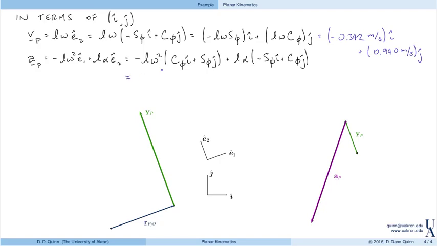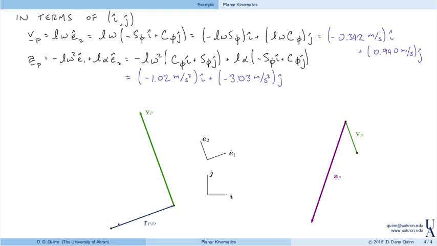And finally, using a calculator, we get the acceleration is minus 1.02 meters per second squared in the I direction, plus minus 3.03 meters per second squared in the J direction. Again, I just substituted in the numerical values that were given in the problem statement.